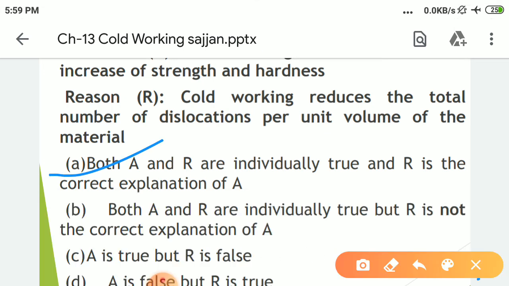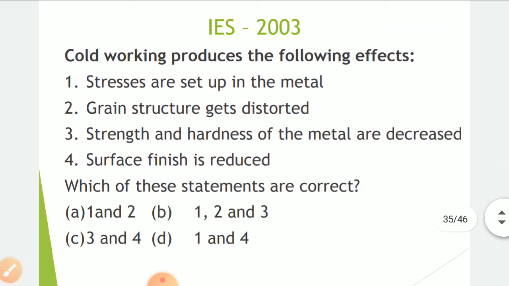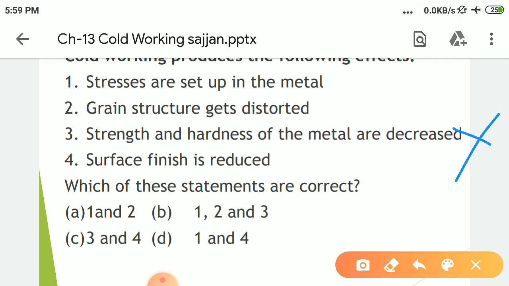So let's come to the next question. Cold working produces the following effect. Stresses are set up in the metal, grain structure gets distorted, strength and hardness of the metal are decreased. So remove this one. Surface finish reduced, remove this one also. So one option is not visible, so the answer is 1 and 2.